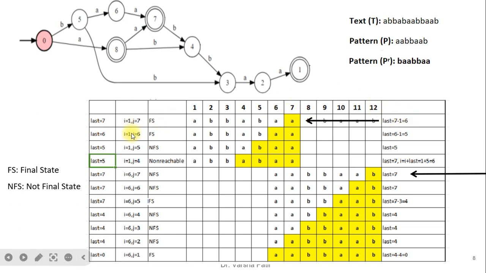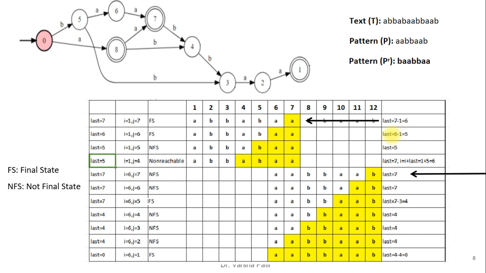When it reaches the final state, we decrement last, so last becomes 6. In the next step, last is 6, I equal to 1, J equal to 6, because J is decremented, as now we are seeing the pattern AA. Then AA also reaches the final state. When it reaches the final state, we decrement the last pointer, which becomes 5.